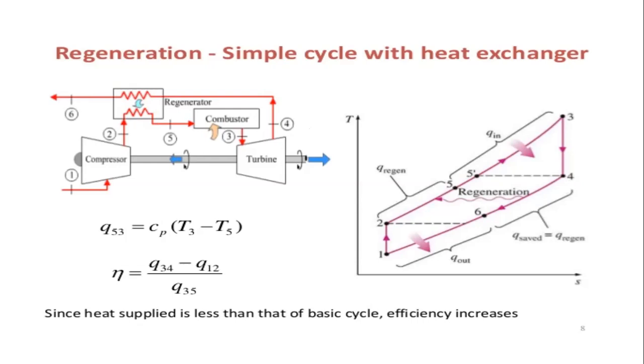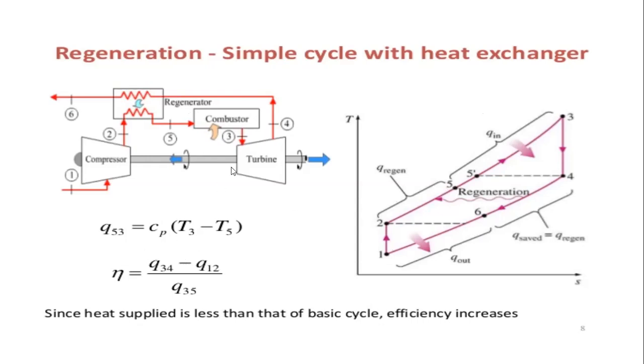If you want to look at it from the energy angle, what is the heat supplied? The heat supplied is Q3 minus Q5, right? And what is the heat rejected? Heat rejected is Q4 minus Q1, right? So the heat supplied minus heat rejected is the work output.